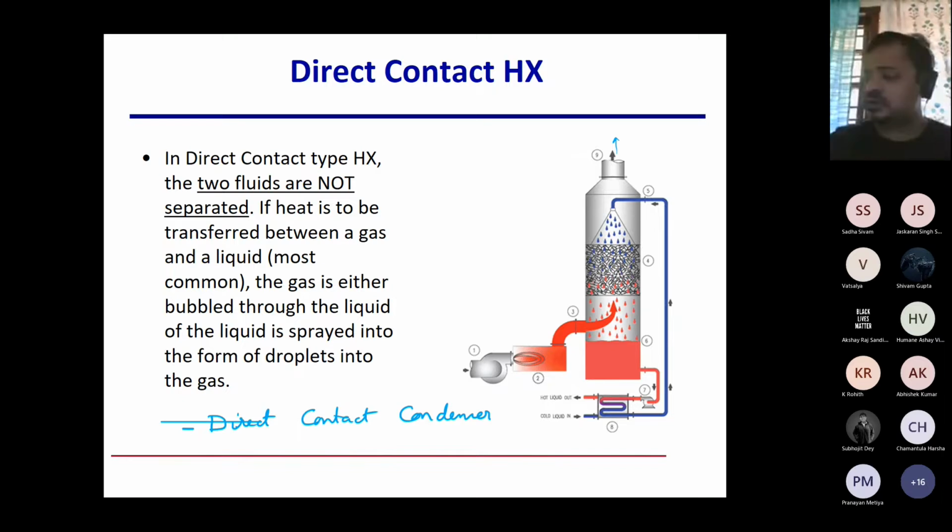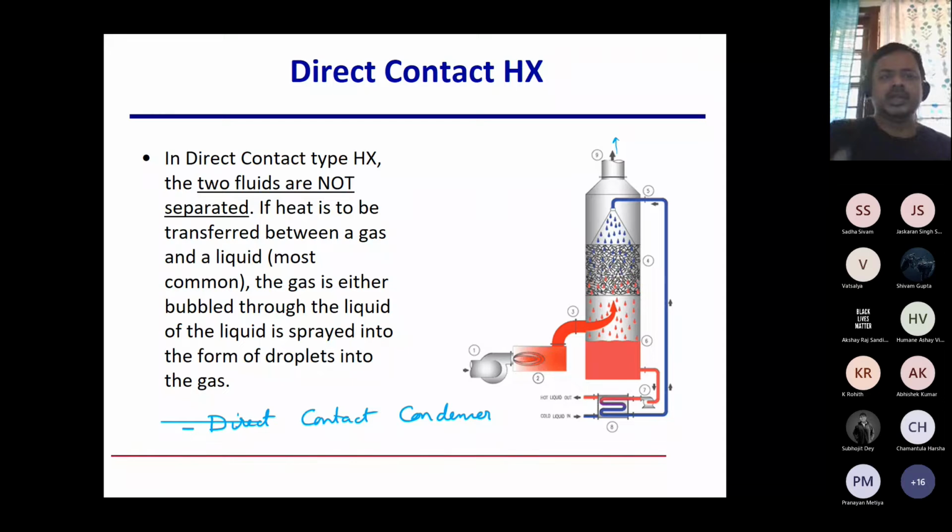Then what will happen? The steam will condense, and both the water sprayed from the top as well as the condensed steam will come down from the bottom. So that is called a direct contact condenser, where the two fluids are miscible. They can mix. So direct contact condensers are also common. In your power plant, you may have studied about cooling towers. That is an example of a direct contact condenser.